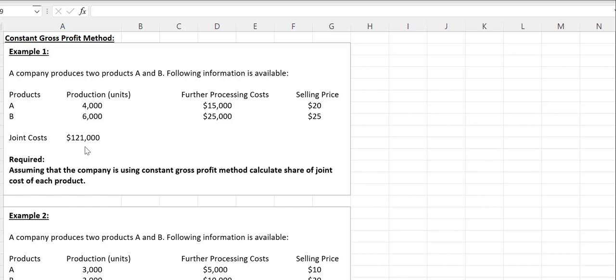Joint costs are $121,000. Assuming that the company is using constant gross profit method, calculate share of joint cost of each product. So how does it work? Let us solve and see what this method is all about. So I'm just writing the names of the products, and I'm also preparing a column for the total.